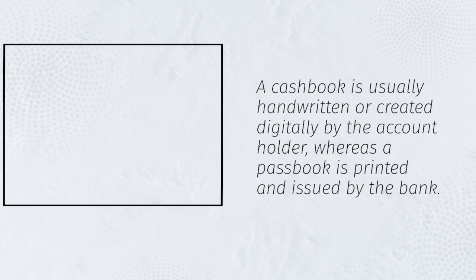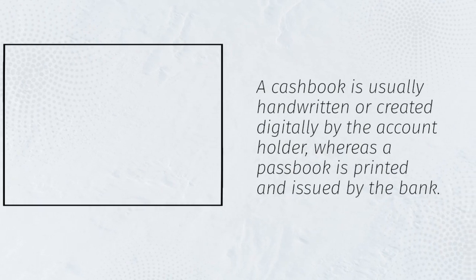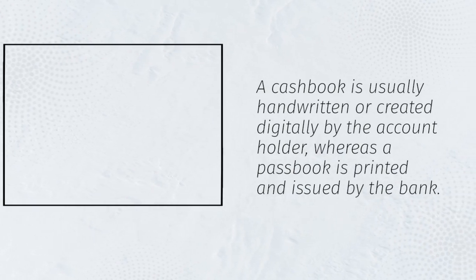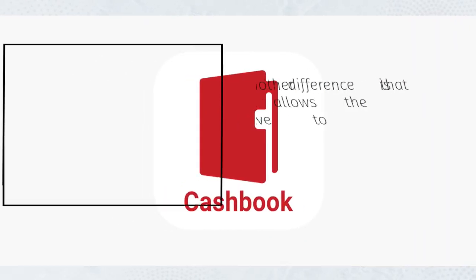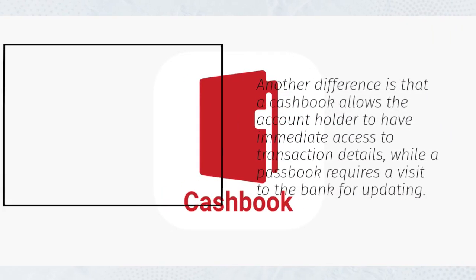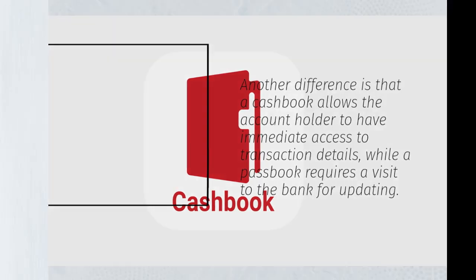A Cashbook is maintained by the individual or business, while a Passbook is issued and updated by the bank. A Cashbook is usually handwritten or created digitally by the account holder, whereas a Passbook is printed and issued by the bank. Another difference is that a Cashbook allows the account holder to have immediate access to transaction details, while a Passbook requires a visit to the bank for updating.